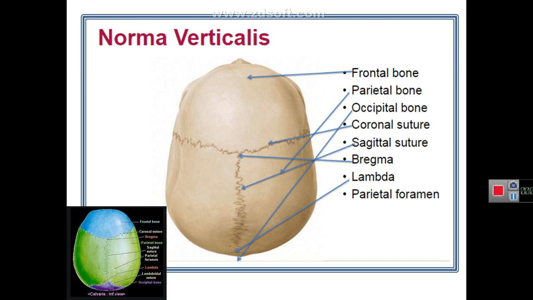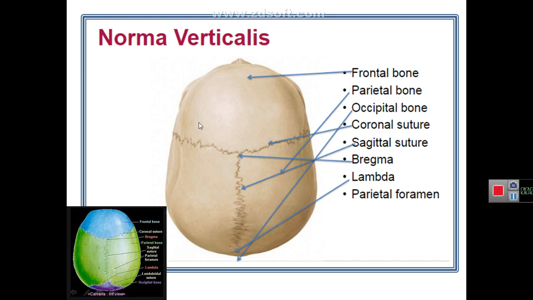These fontanelles will ossify later on in life. The anterior fontanelle at the bregma will ossify at about 1.5 years of age, and the posterior fontanelle at the lambda will be closed or ossified at about 6 months. Also, on the sides of the posterior part of the sagittal suture are two foramina that are called parietal foramina, or foramina in the parietal bone. These foramina serve for the entry of emissary veins from the scalp to the inside of the skull. So they are called parietal foramina for emissary veins.